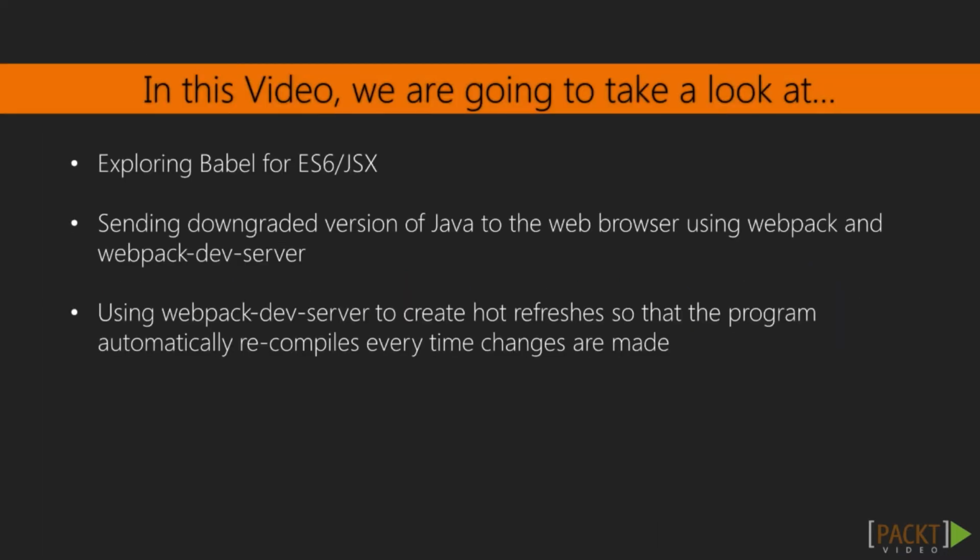Through it, we're going to explore Babel and show you that you can use ES6 and JSX already today, because it's going to automatically be converted with the help of Babel and Webpack and our Webpack dev server, so we can have a running server live as we're working that is automatically sending to our browser a downgraded version of JavaScript, even though we're working with the latest cutting-edge JSX and ES6.